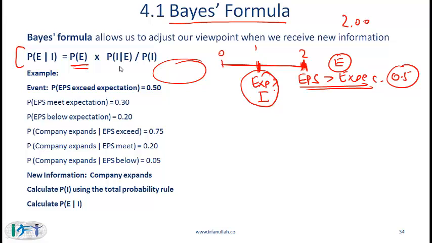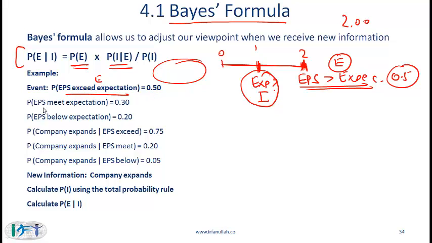Many students have trouble over here with the conditional probabilities, but once we work through the numbers here, it will become easier, and then you have to find problems on Bayes' formula and practice them to really understand this concept well. So, as we said, the original probability of the event being earnings per share exceeding expectation equals 0.5.